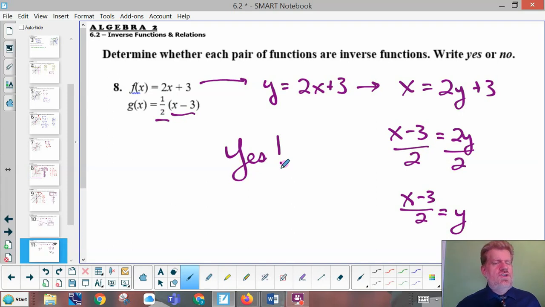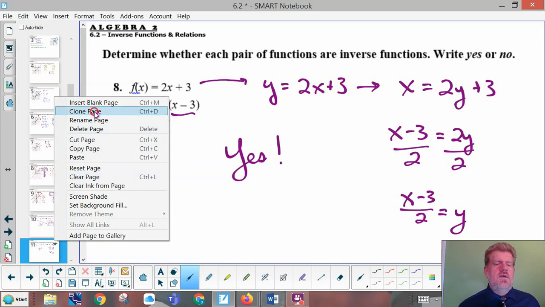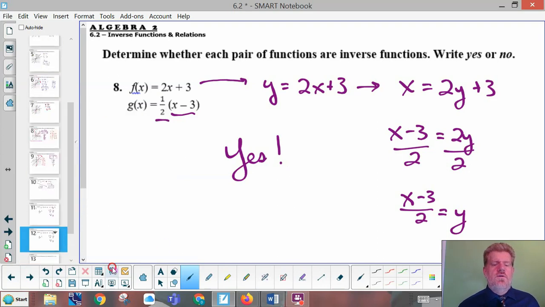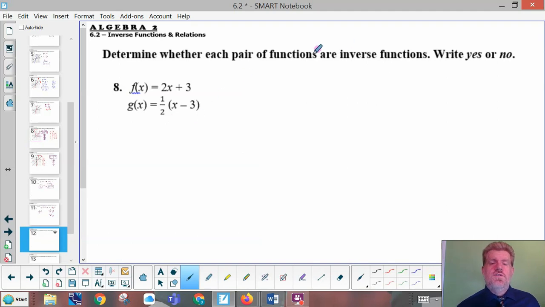Now, what I'd like to do is show you another way to do this problem. People particularly don't like it, but I want to show you how it works. Remember what we did in 6.1 when we found composite functions? We put a number in for a g function, and then we put the number into the f to see what we came up with. So I'm going to duplicate this page. I am going to take away all my writing. And here's what I'm going to tell you. To know if you have an inverse function, this has to be true. If I put this function inside of this function, whatever I put in and whatever comes out has to be exactly the same.